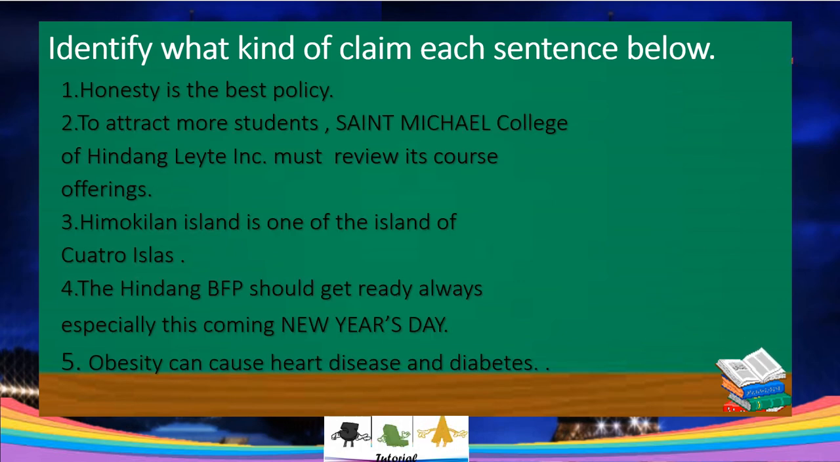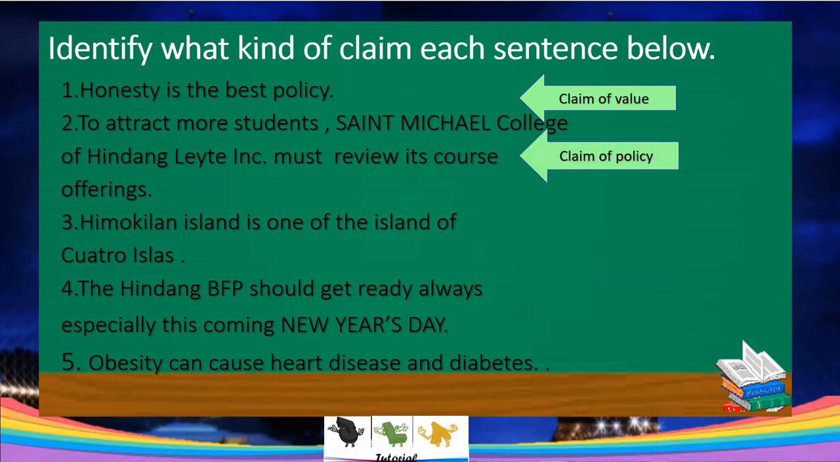Honesty is the best policy. What is that? Yes, claim of value. To attract more students, St. Michael College of Integrated Incorporated must review its course offering. What is that? Correct, claim of policy because of the presence of the word must. Number 3. Himokilan Island is one of the islands of Cuatro Islas. What do you think is the answer? Correct, claim of fact, because it is a fact that Himokilan Island is one of the islands of Cuatro Islas.